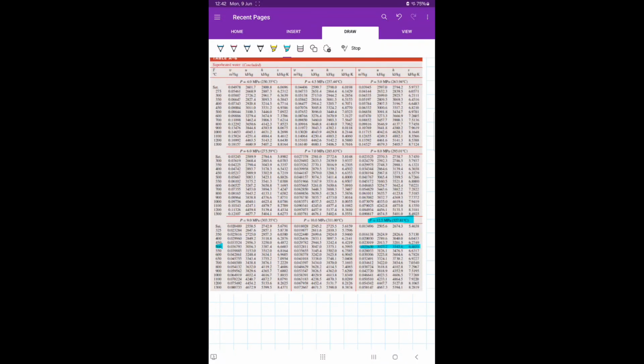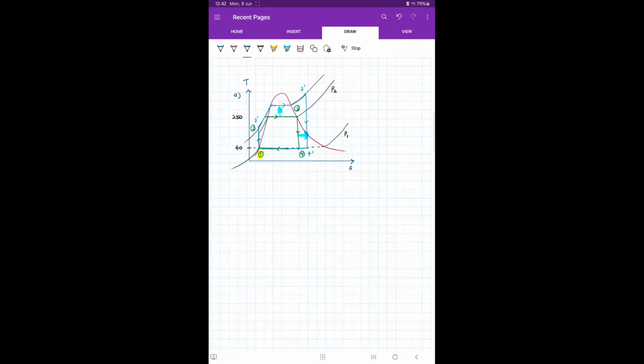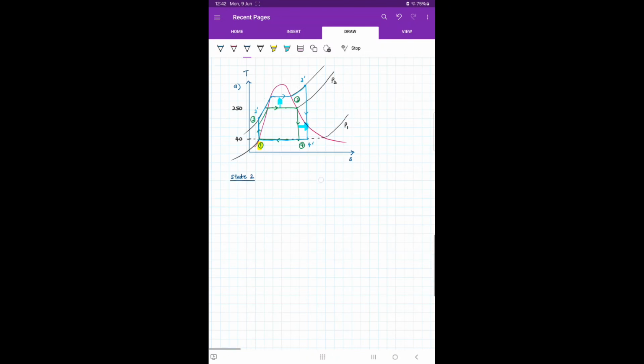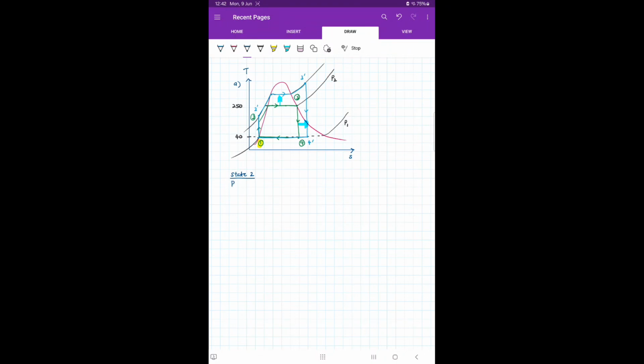All right, so now I have a new state 2, so I need to determine the property at state 2. So my pressure now, okay, P2 is 12.5 megapascal. Okay, and then I know that going from state 1 to state 2, the entropy is the same.